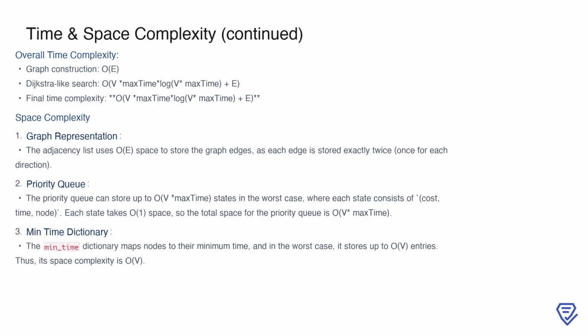This is because each edge is stored twice, once for each direction in an undirected graph. The priority queue is another key component. In the worst case, it can hold up to O(V * max_time) states, where each state contains information about cost, time, and the node. Since each state requires O(1) space, the total space for the priority queue is O(V * max_time). Lastly, the min_time dictionary is used to map nodes to their minimum time values. This dictionary can store up to O(V) entries in the worst case, as there is 1 entry per node. Therefore, the space complexity for the dictionary is O(V).